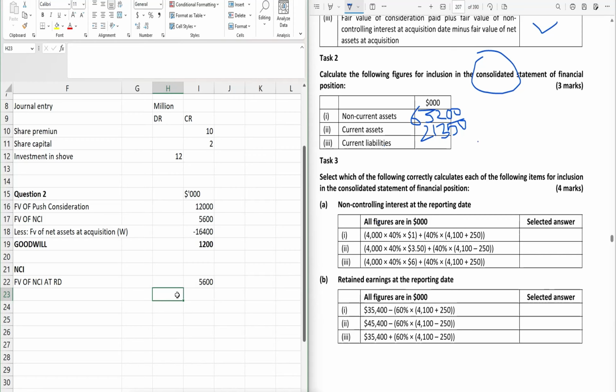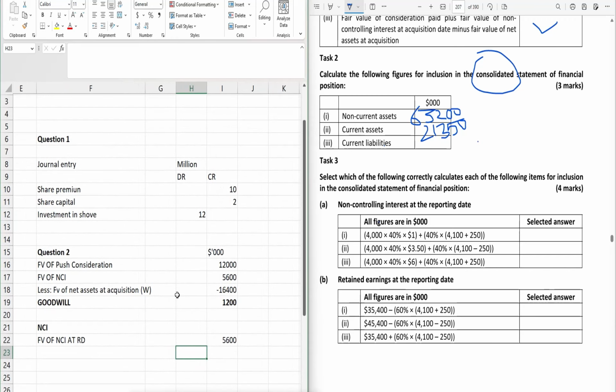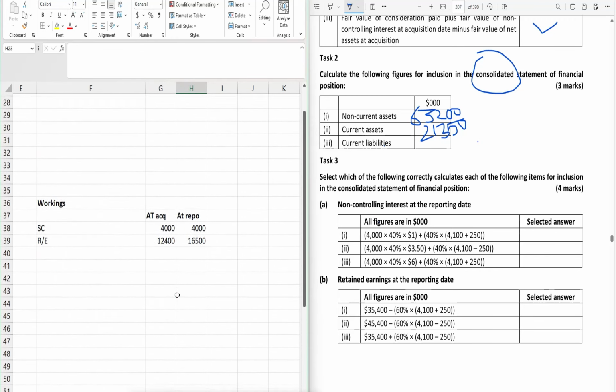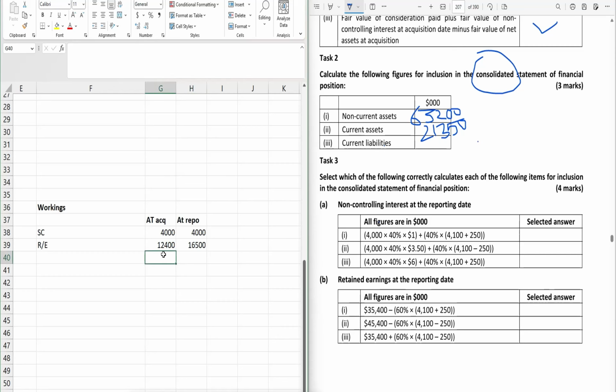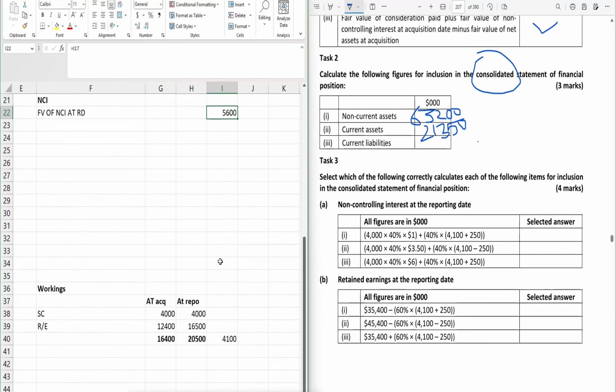Here it is. The total net asset at acquisition was this one, and the net asset at reporting date was 20,500. The difference is the post acquisition increase in the value of net assets, which is 4,100. And we will take one more thing into account.